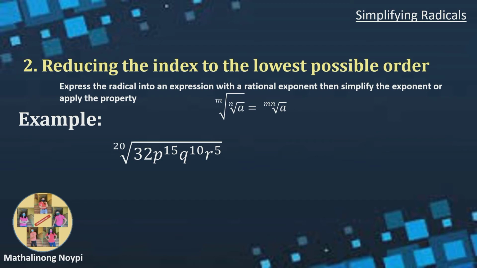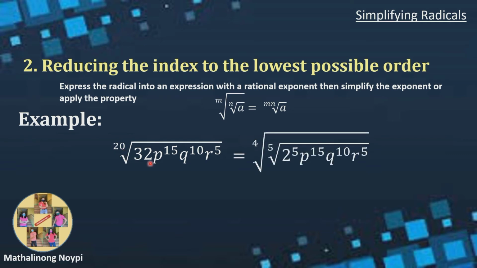Ang ating gagawin ay i-apply ang third law of radicals. So, since ang ating index ay 20, ifa-factorize natin siya into 4 times 5. So, we have m is 4 and then n is 5 para masimplify yung nasa loob ng radical. Okay? So, yung 32 gagawin nating exponential form. So, that is 2 to the 5th power, p to the 15th power, q to the 10th power, r to the 5th power.